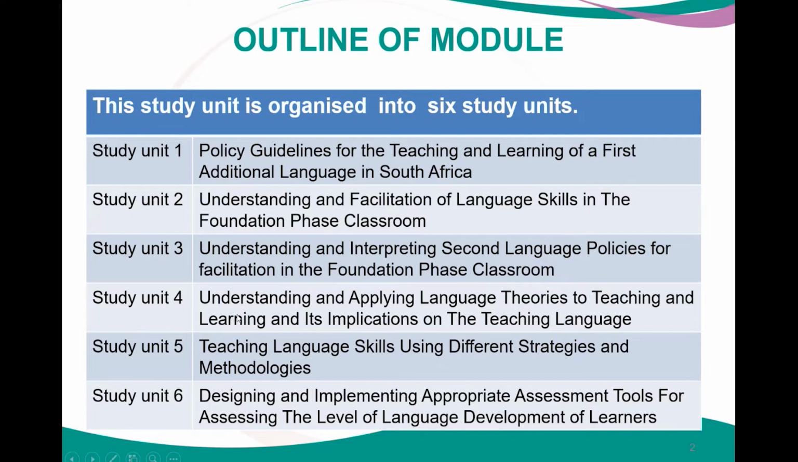Unit 4, you are going to do Understanding and Applying Language Theories and Teaching and Learning and its implication on the teaching language. Unit 5, I think you're already there, teaching language skills using different strategies and methodologies. Unit 6, designing, implementing appropriate tools for assessing the level of language development of learners. But let's look at this module.